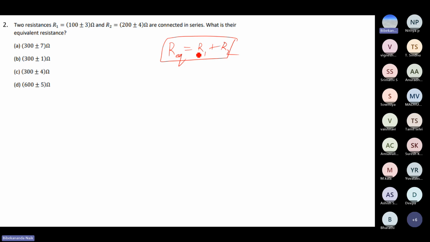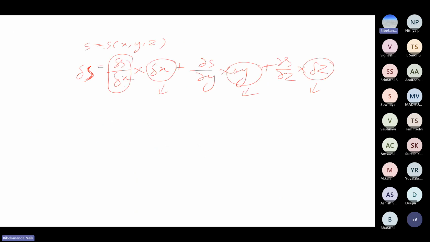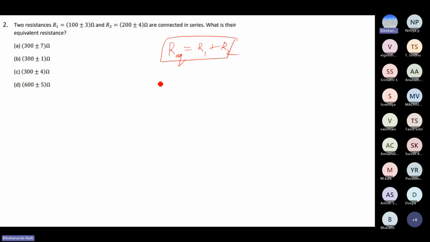Since it is R1 plus R2, if you see this formula, when these two quantities are added, then the uncertainties are directly added. So there will be no relative error or other things. There will be simply addition of those uncertainties.